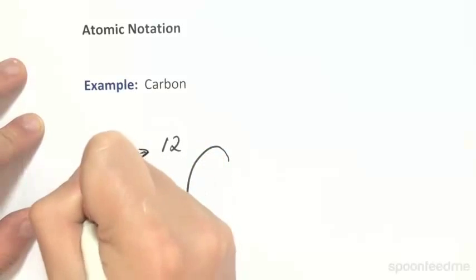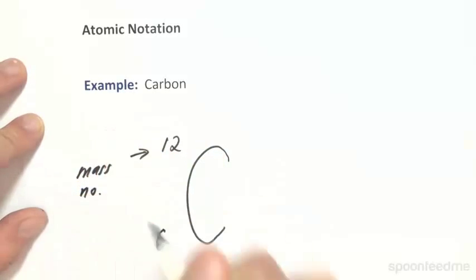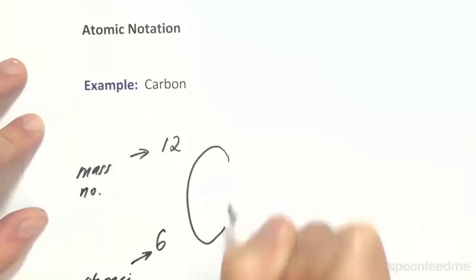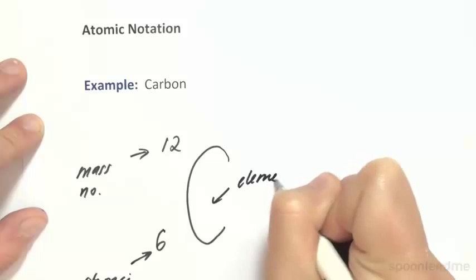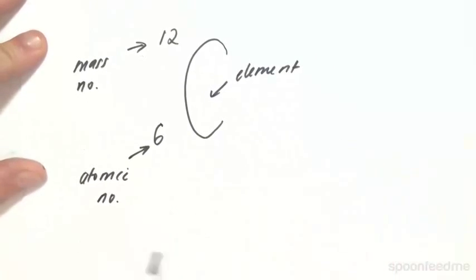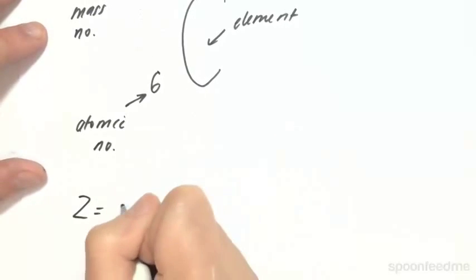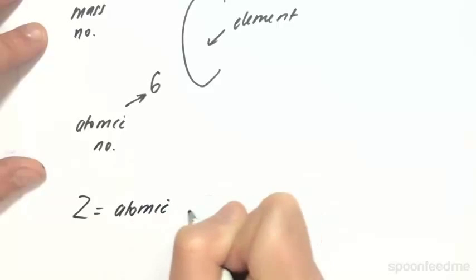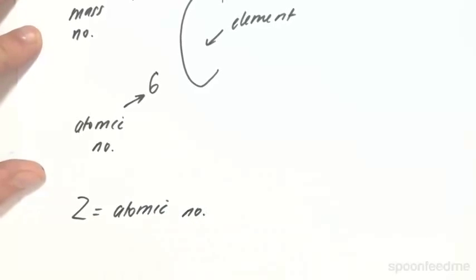Okay, so we have mass number and we have atomic number. And we have the element of interest here. Okay, another thing to note, a lot of the time you'll see atomic number denoted as Z. So whenever you see Z, you know that they're going to be talking about atomic number. Okay, so just keep that in mind. So that's pretty much atomic notation.